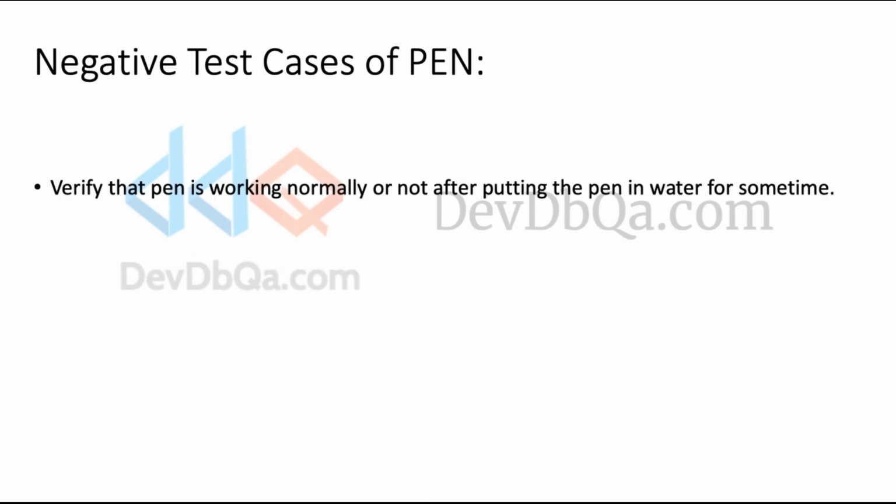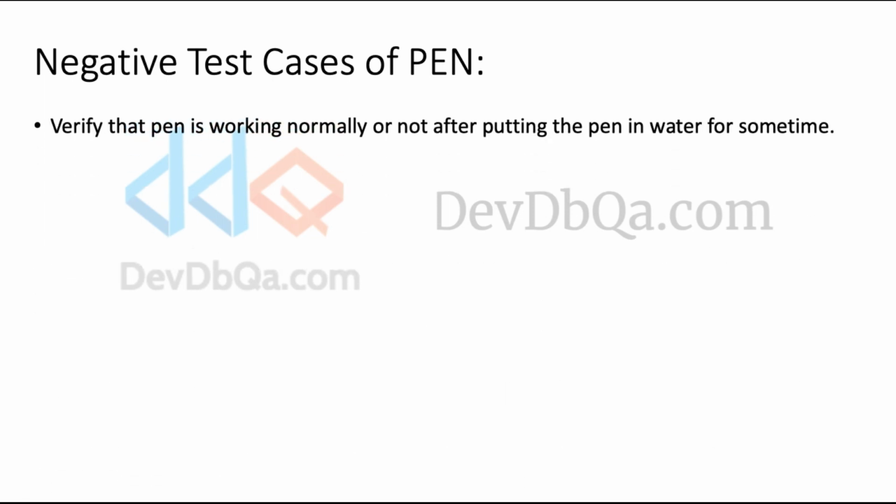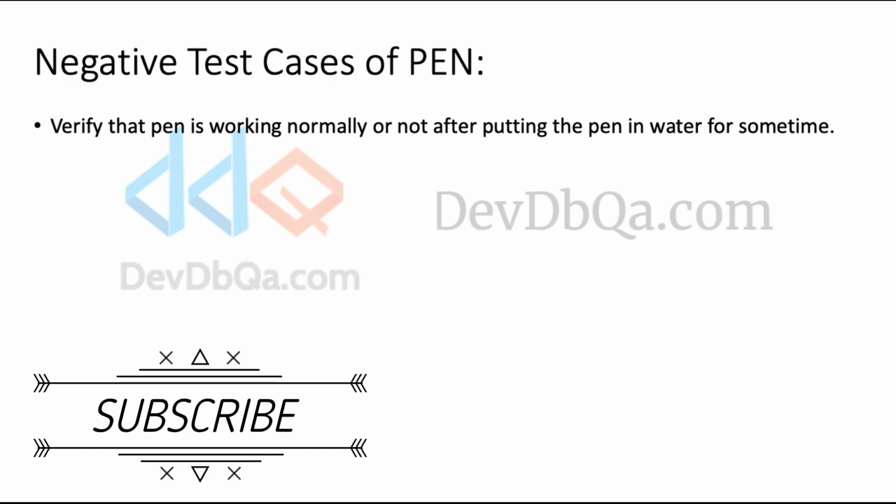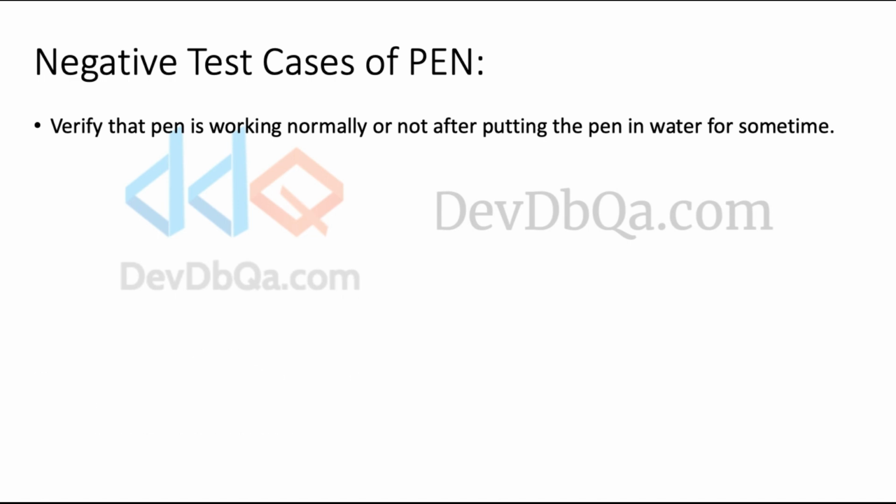So now we will see the negative test cases of pen. First of all, verify that pen is working normally or not after putting the pen in water for some time. So we will check that the pen is working normally or not by putting the pen into water for some time and check the working of the pen. Because in real time our pen can get wet due to rain or any other circumstance, so we have to check that the pen is working normally when the pen is put in water for some time.